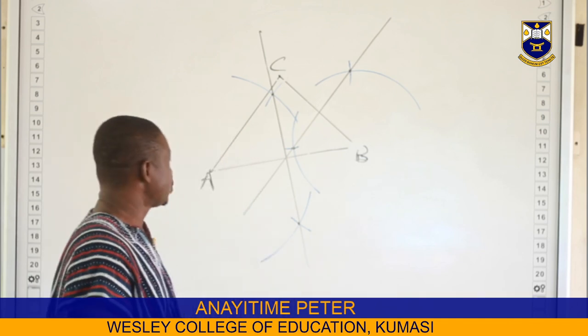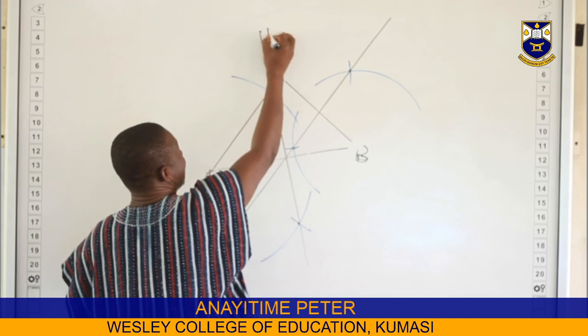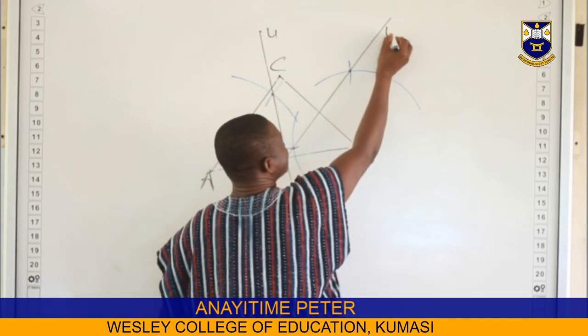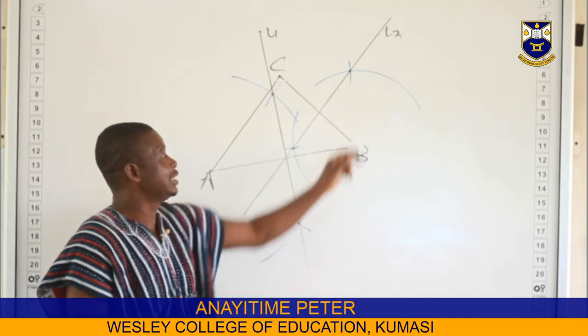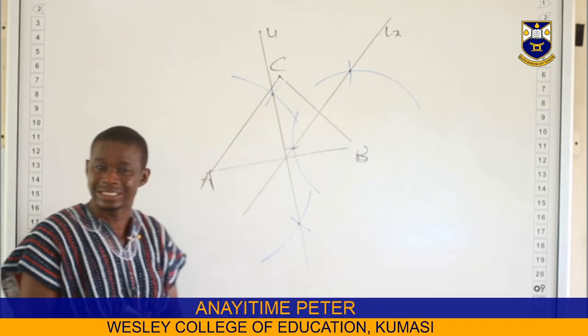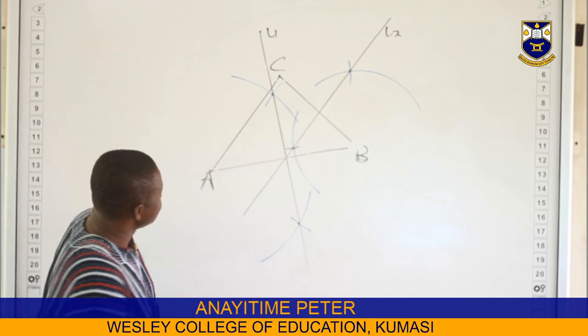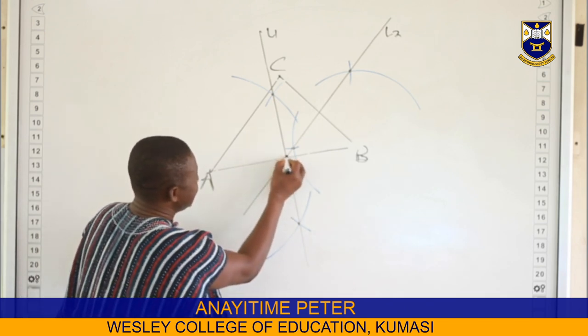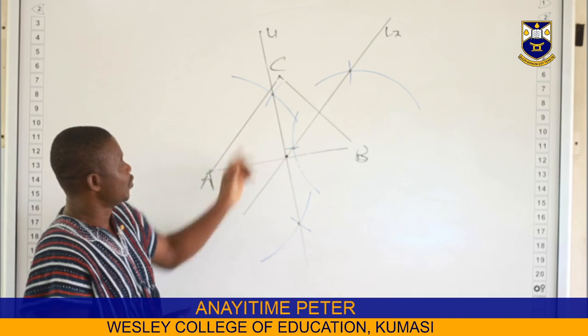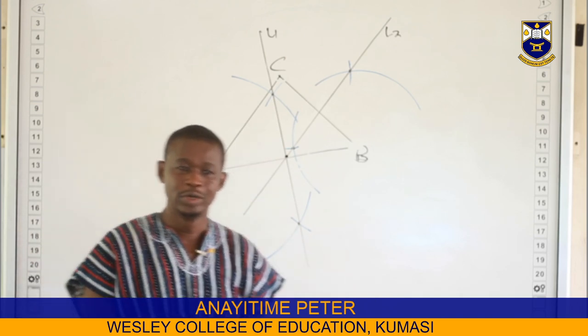So now, as we can see, let's say this is line 1, L1, and let's say this is L2. You can see that the two bisectors are meeting at a given point. Where are they meeting? I think here. They are meeting here. The two bisectors are meeting over there. So what do you do next?